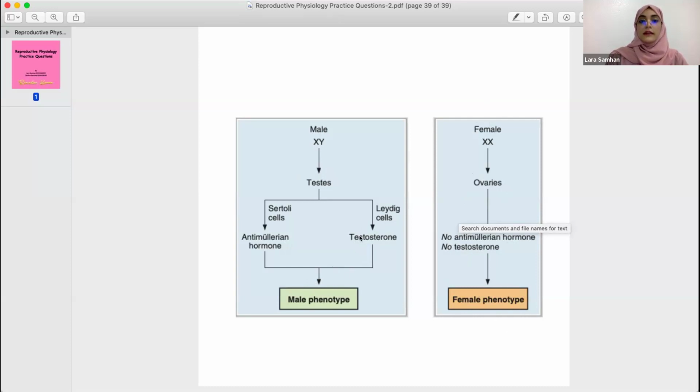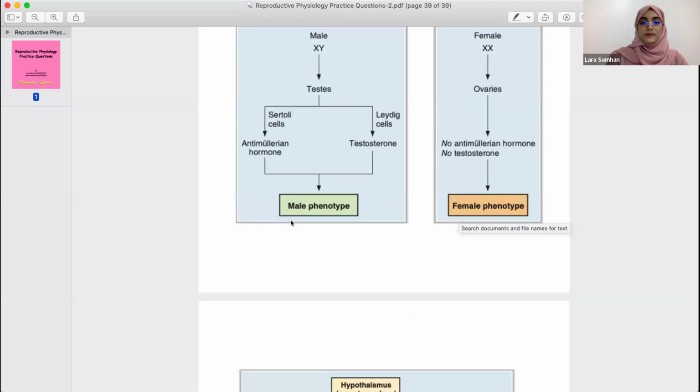Testosterone is produced from the Leydig cell. This is a commonly asked question, even in board exams. Even though it seems basic, some people mix it up. So just remember that testosterone is always produced from the Leydig cells in males, and the anti-Mullerian hormone is produced from the Sertoli cells.